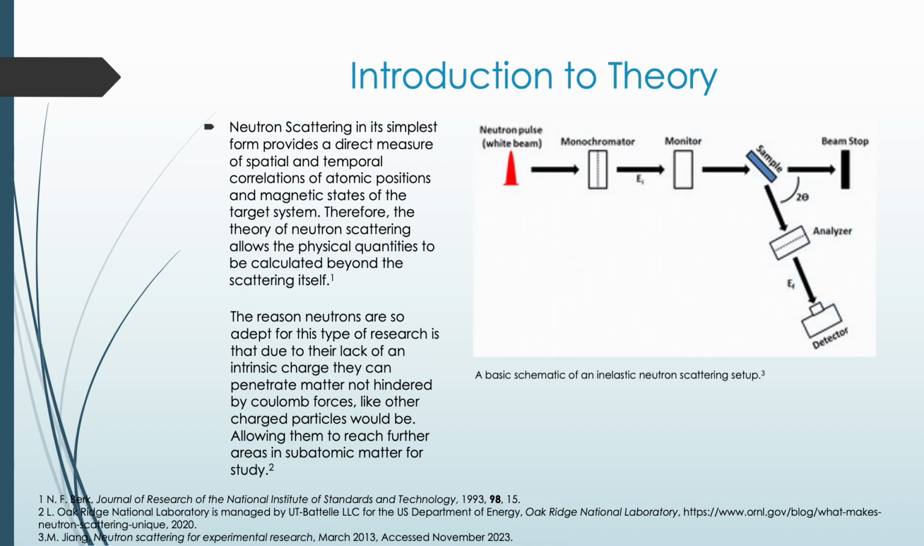The image on screen is a basic schematic of an inelastic neutron scattering setup, featuring a neutron pulse, a monochromator, a monitor, the sample being measured, a beam stop trap, and an analyzer and detector. Now, the only thing you're probably not familiar with on this slide is a monochromator. This device is specifically made to split neutron wavelength from other particle wavelength in order to isolate and capture them ready to be used, so that only the sample is being monitored by neutrons.